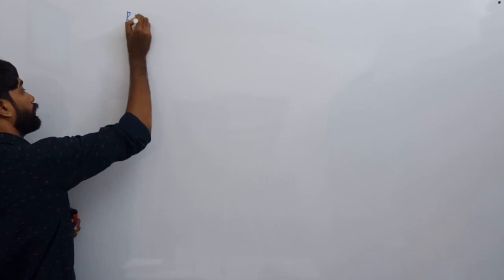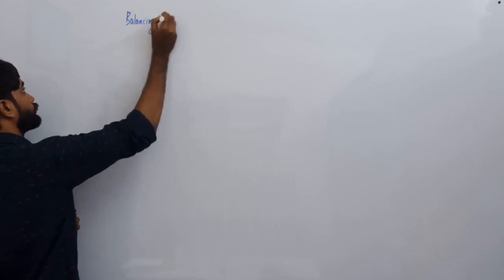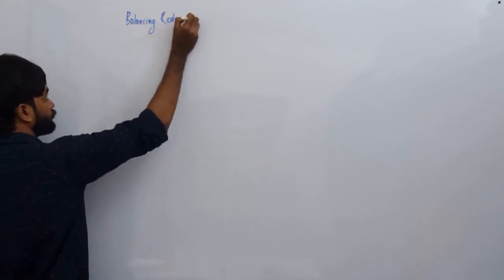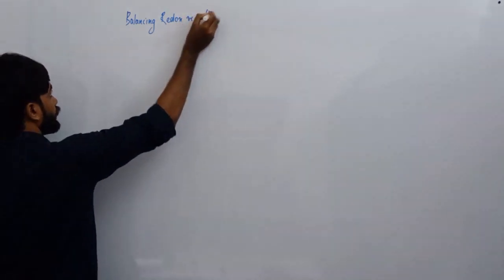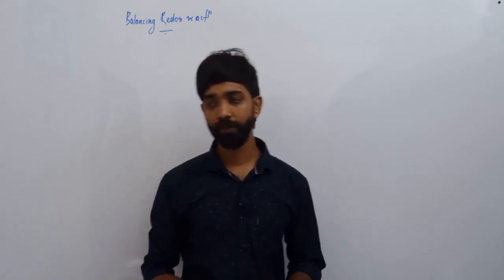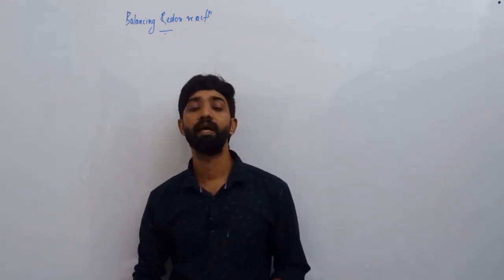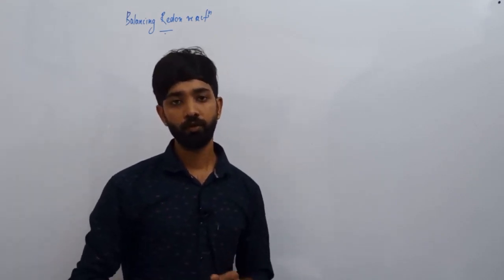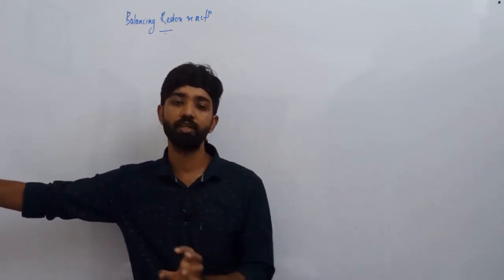So guys, we are moving to the next topic, balancing a redox reaction. There are two proposed methods for balancing a redox reaction, that is the oxidation number method and the half reaction method. For an objective question, we simply need the oxidation number method, because for solving a full reaction, the oxidation number method will be easier and less time consuming.